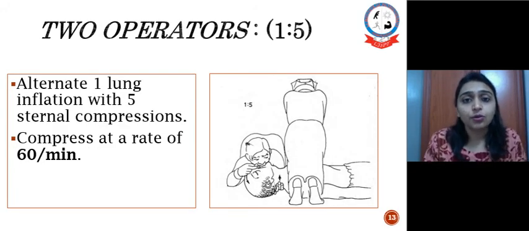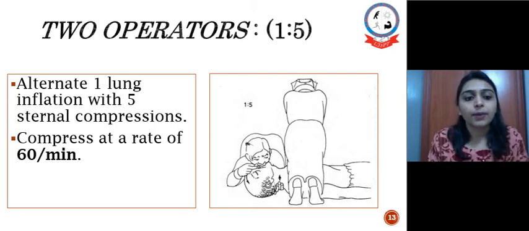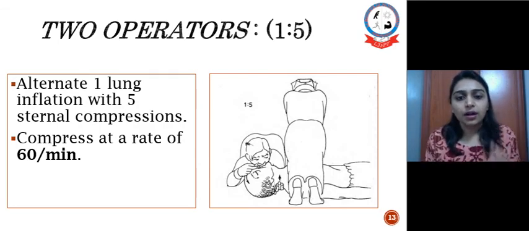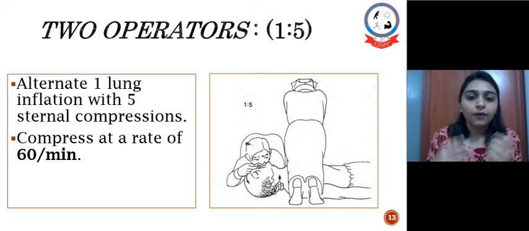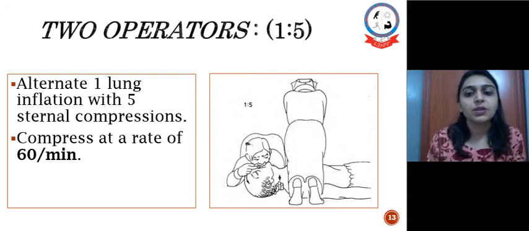But luckily, if there are 2 operators, we can use a 1:5 ratio, in which one operator is giving cardiac massage and the other operator is giving artificial ventilation. The person giving cardiac massage gives compressions at a rate of 60 per minute, that is 1 compression per second. And after every fifth compression, the other person gives artificial ventilation. So alternate 1 lung inflation with 5 sternal compressions. After a minute, they can switch places so that one does not get tired, and whatever they are giving can be given appropriately.